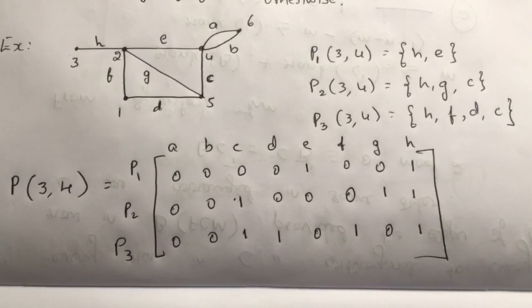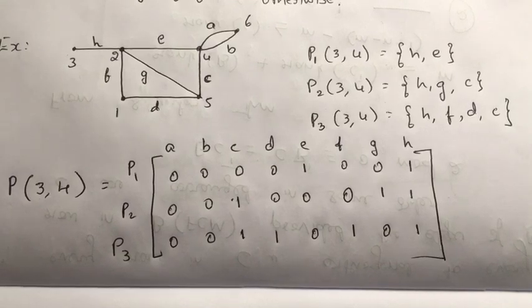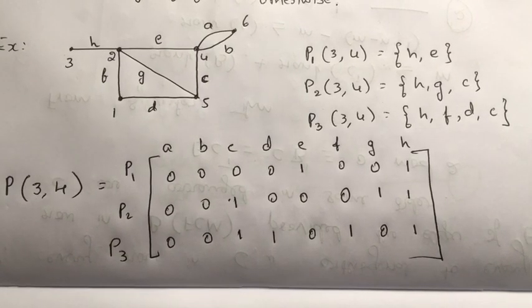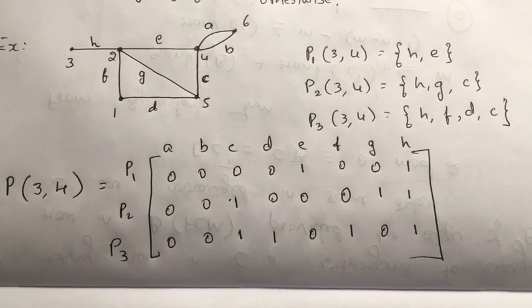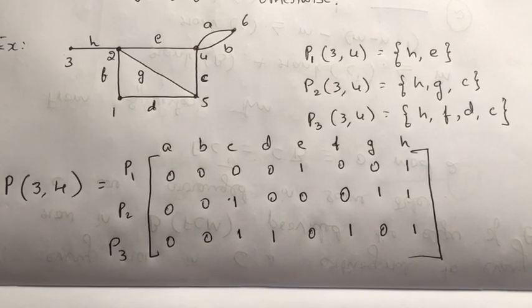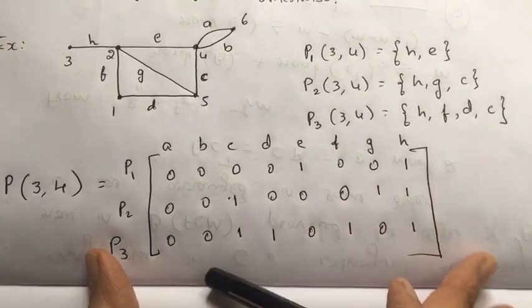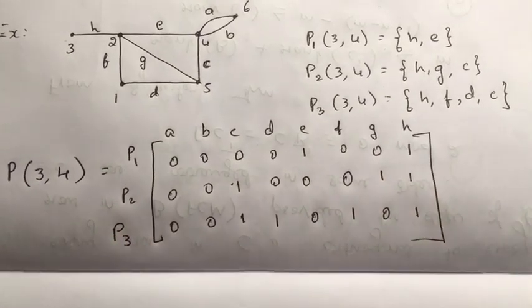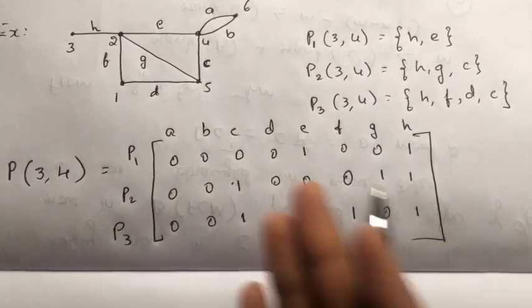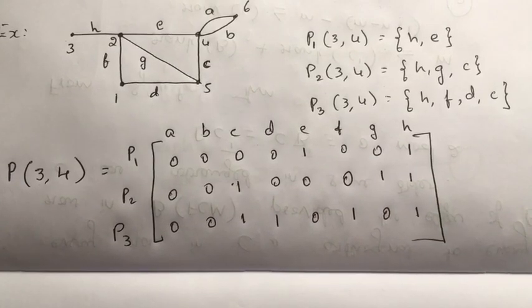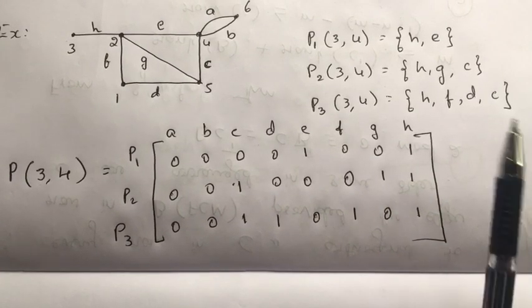If I find any column with all the entries equal to 0, then that means that that particular edge does not belong to any of the paths between the vertices 3 and 4, or between the vertices say x and y. A column of all zeros.